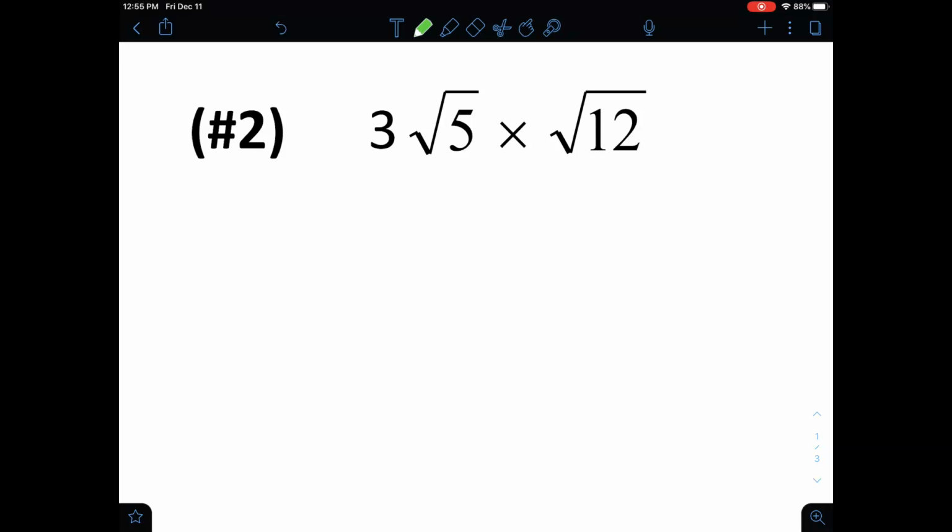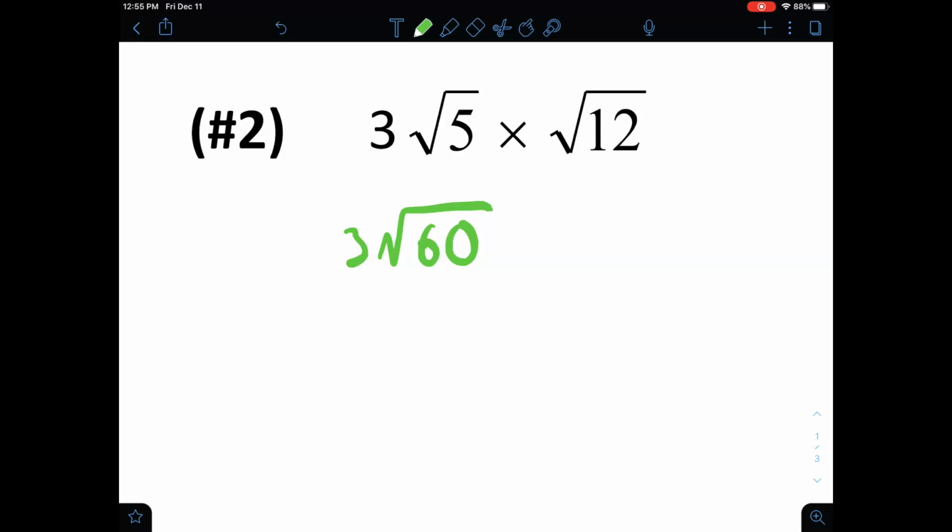Well, we have square root of 5 times square root of 12. So we have 3 times, 5 times 12 is 60. So we get square root of 60. That's the reverse of the product property, where we can combine into a bigger square root. Now we have 3 square root of 60.